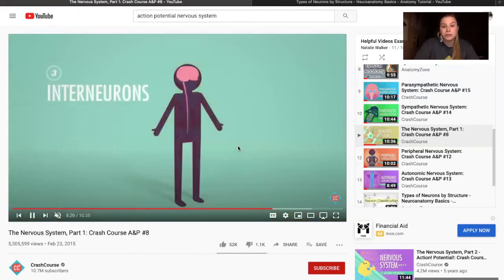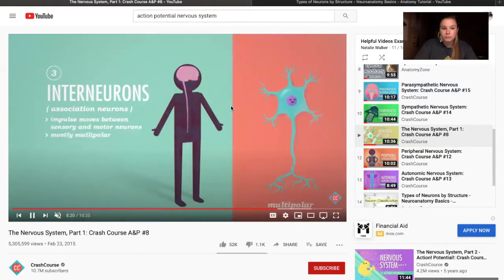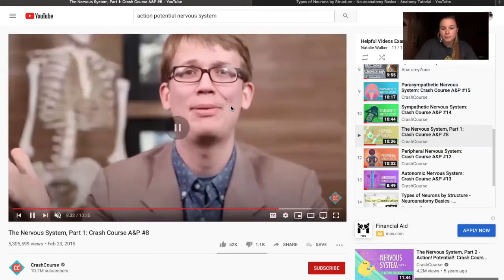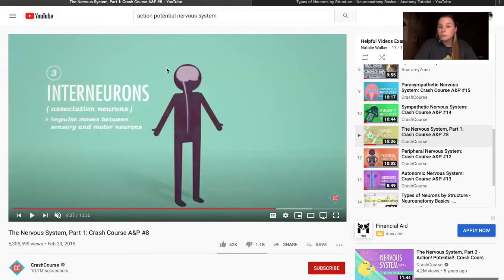And then we have these interneurons. These are super cool, and I think they're really important. These are the association neurons, the ones that move between the sensory and the motor. These are in our spinal cord and in our brain. So they connect the part of us sensing to the part of us moving, and they're just the neurons that connect between. So I like to draw them like this.